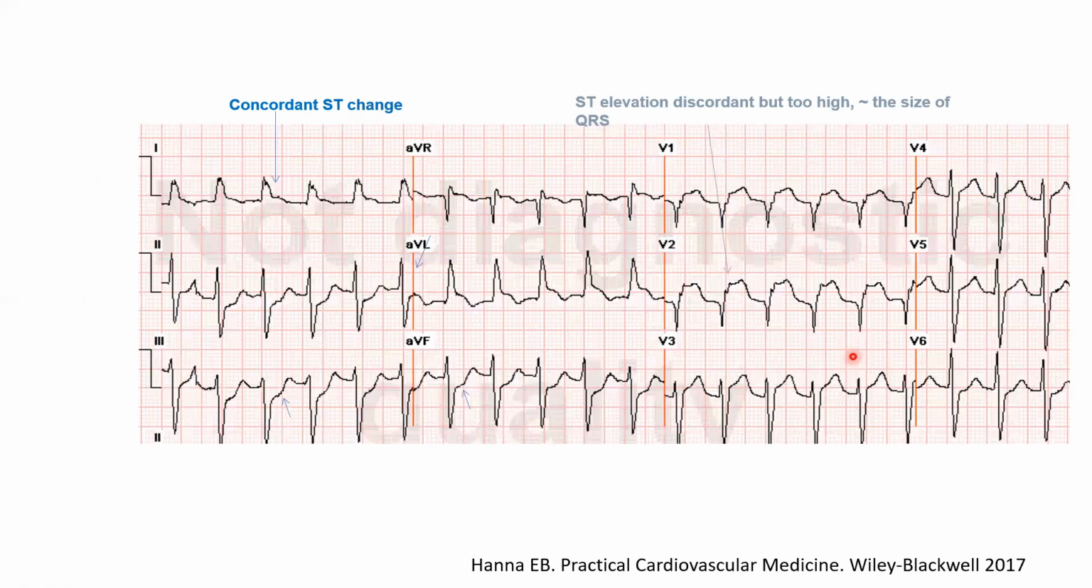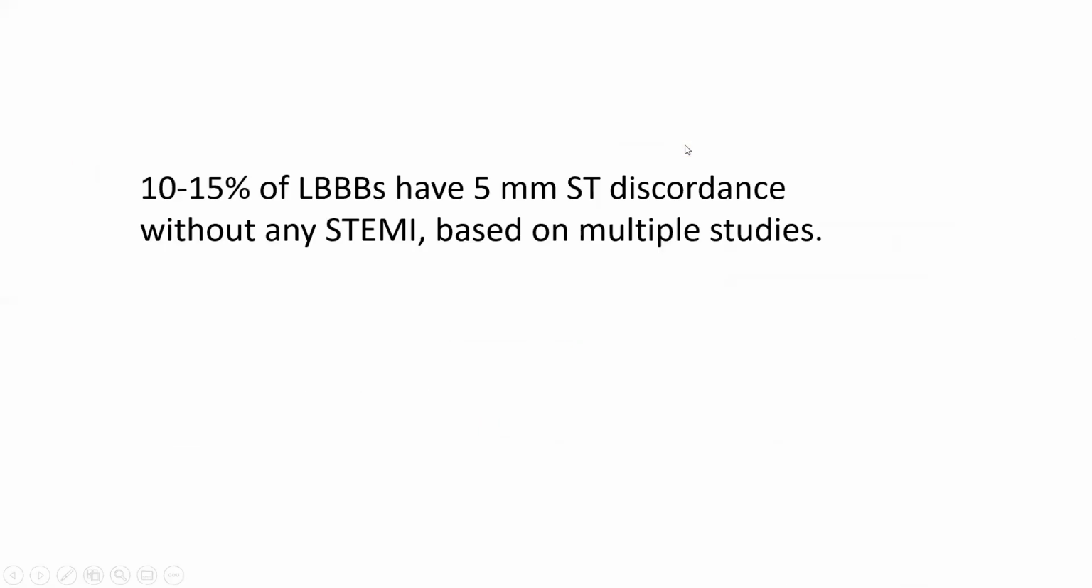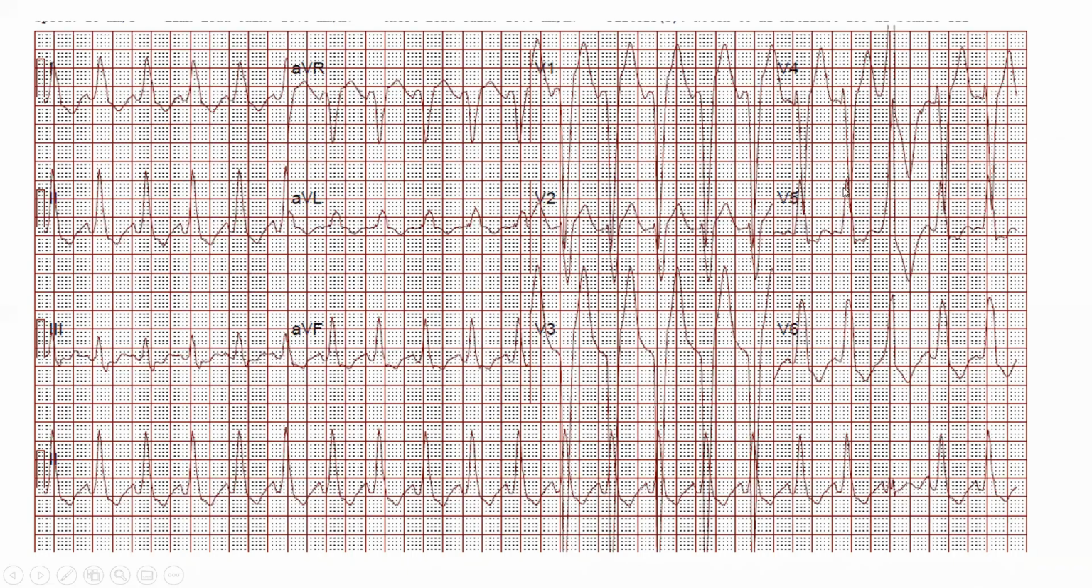That said, right bundle branch block does not cause ST changes. Right bundle branch block normally should not cause any ST abnormality. Definitely no ST elevation. It can cause a slight ST depression in V1 through V3, but no ST elevation.